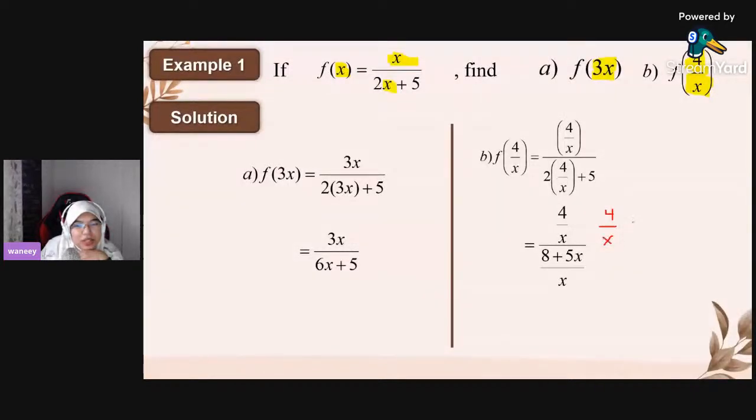Okay, so you're gonna do times x over 8 plus 5x. Okay, and then you're gonna cancel the x and the x. So they will become 4 over 8 plus 5x.